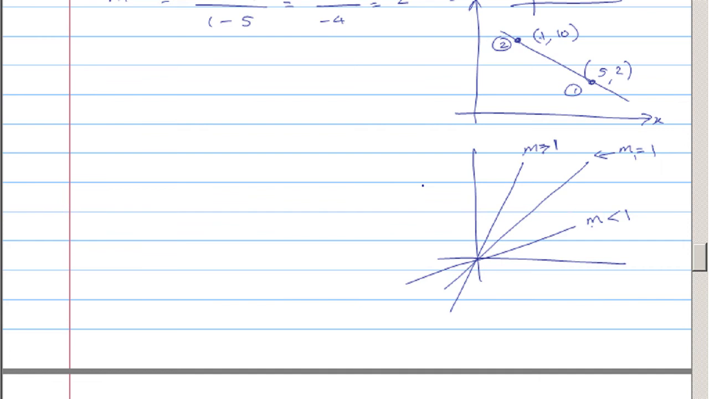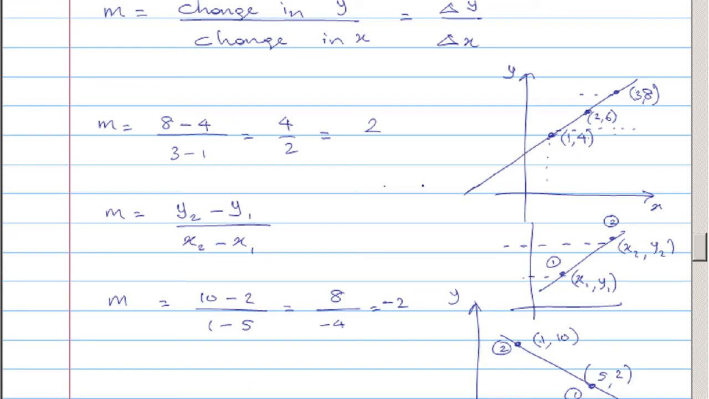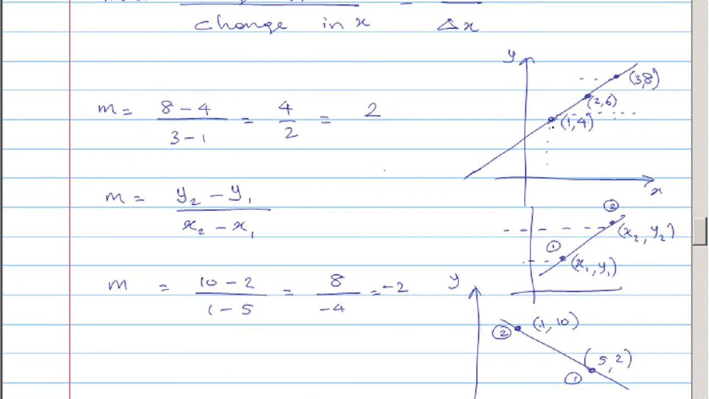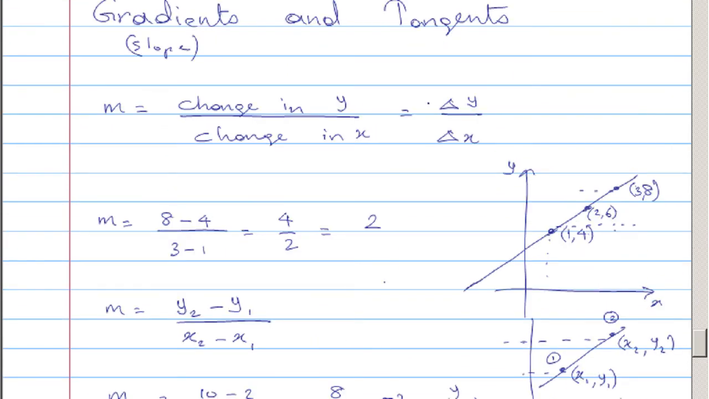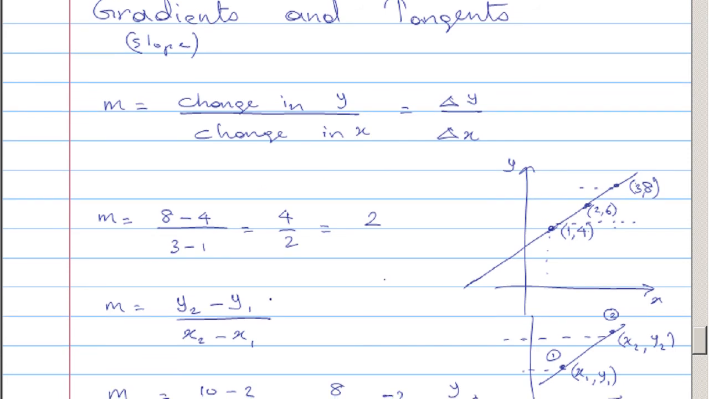Okay, now we've seen that for a straight line the gradient is always equal, and the gradient of a straight line is quite easy to work out. If I know 2 points, or if I know the equation of the line, then I can work out the coordinates of 2 arbitrary points and then work out the gradient. Now, how about the gradient of a curve?